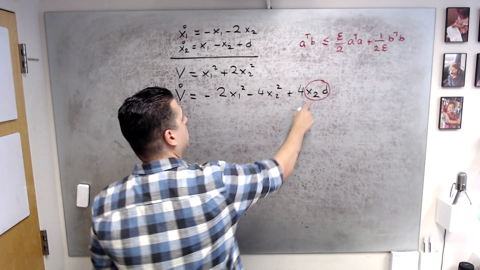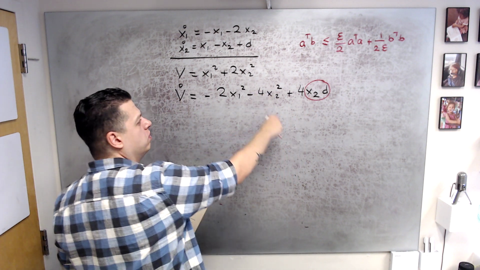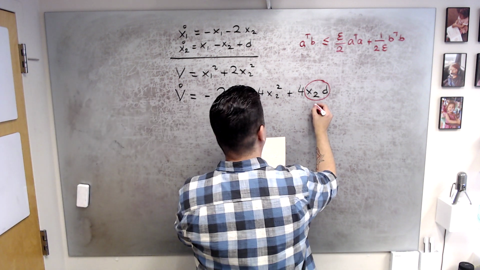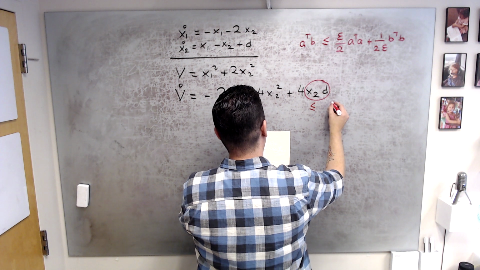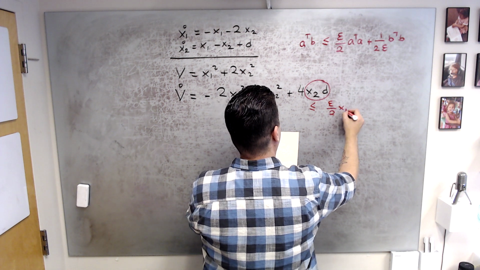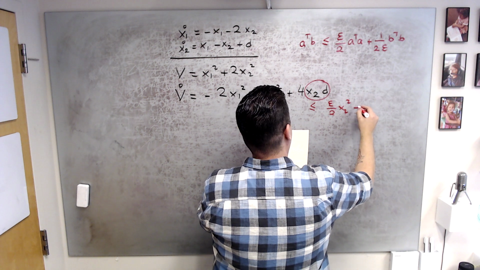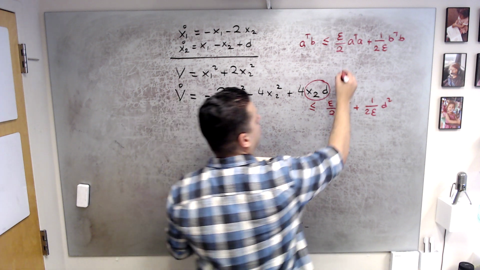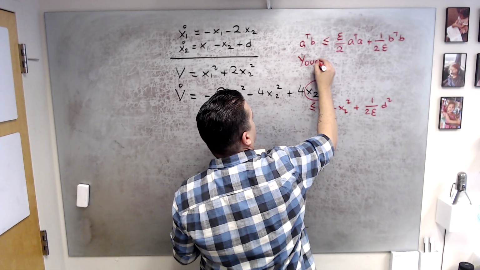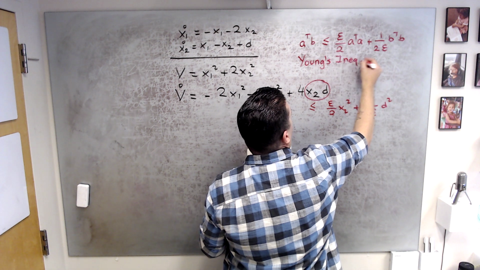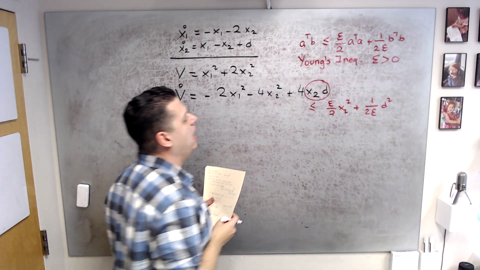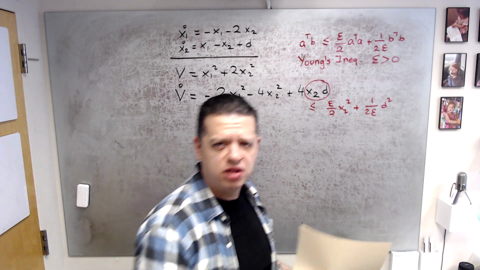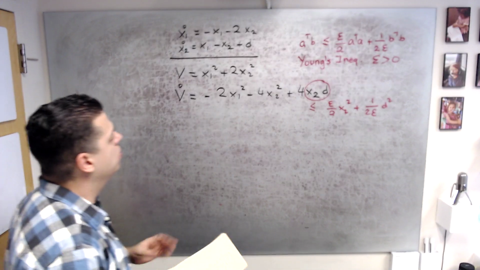because I would like to group terms depending on x2 to the power of 2. I can also live with that, but I don't want to. So this is upper bounded by epsilon over 2 x2 to the power of 2 plus 1 over 2 epsilon d to the power of 2. And of course, this Young's inequality holds for any positive epsilon, small or large. Sometimes you need to set it to a number, in examples you are going to see.